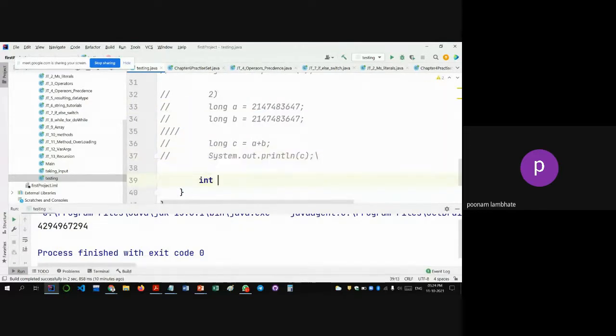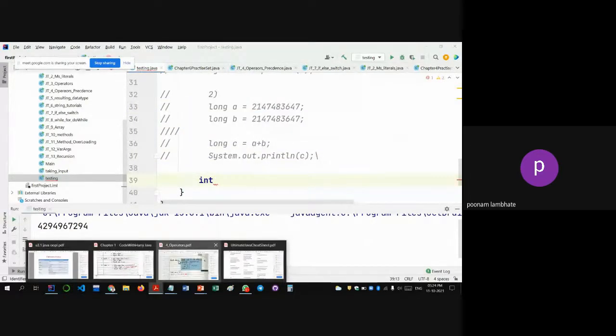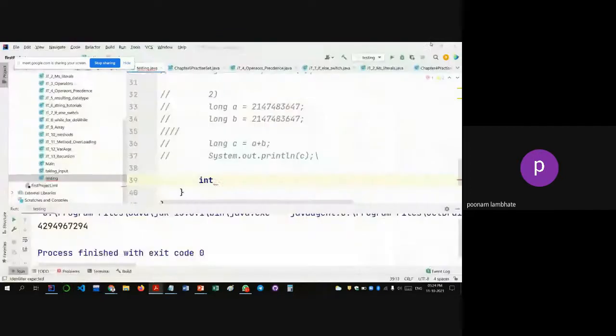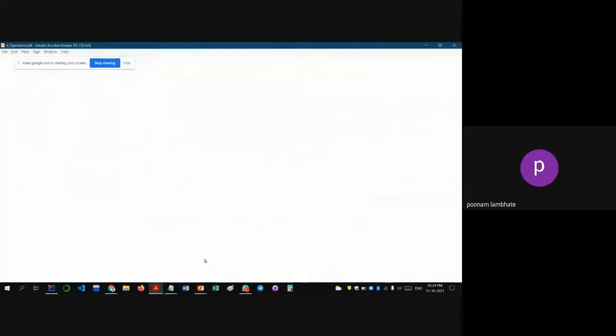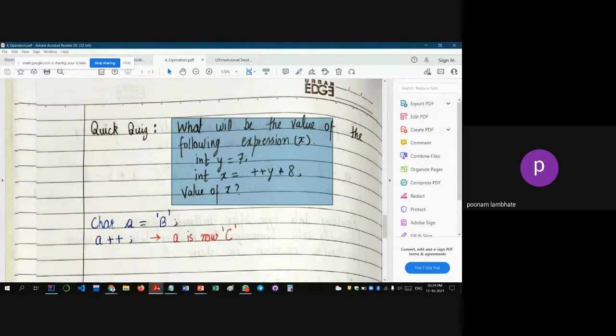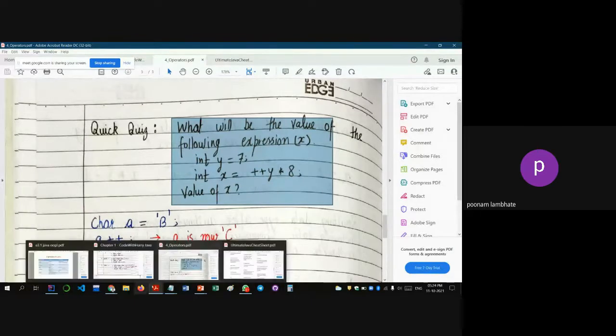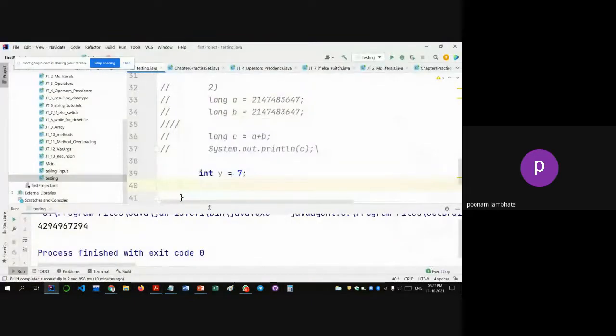So I'm writing int y equal to 7, then int x equal to plus plus y into 8.